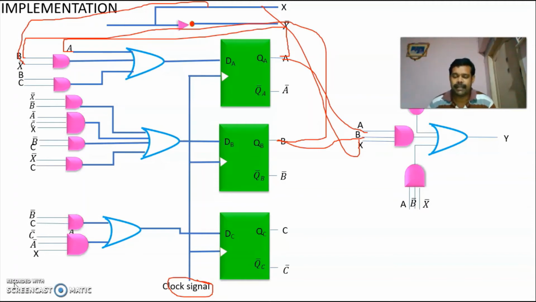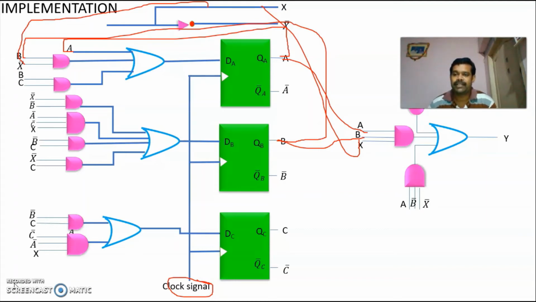From the transition table, we have found the flip-flop inputs. Before that, we must know how many flip-flops are needed to implement. In this problem, since we have 3 variables, we need 3 flip-flops: DA, DB, and DC. Unless mentioned, it is better to go for D flip-flop or T flip-flop. In this particular problem, we have used D flip-flop.